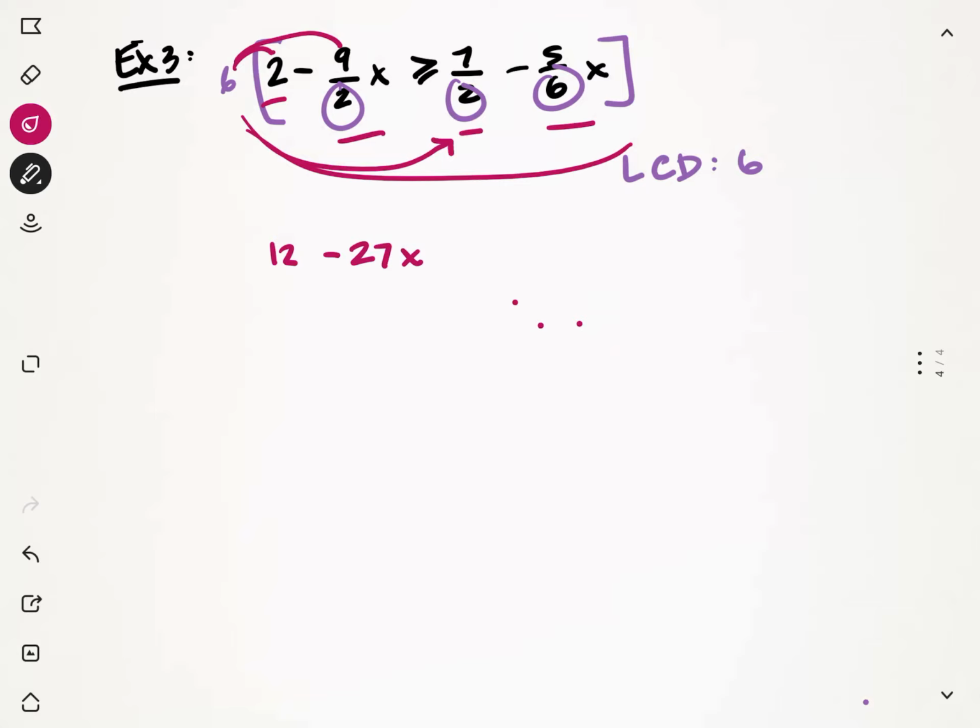Then we have this 6 times 7/2. 6 times 7 is 42. 42 divided by 2 is 21. And then the last term here, sorry, this part is messy. 6 times 5, 30. 30 divided by 6 is 5. Don't forget our x, it's still there.